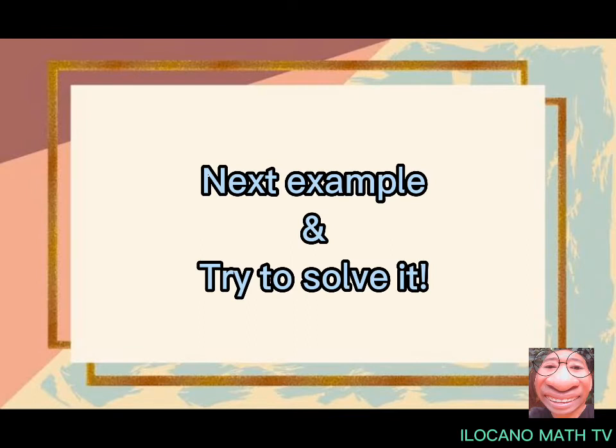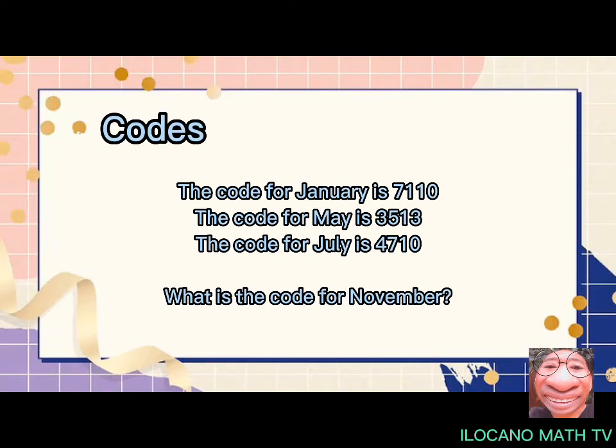Now, let's talk about codes. The code for January is 7110. The code for May is 3513. The code for July is 4710. The question is, what is the code for the month of November? Bibigyan ko kayo ng oras para makapag-isip kung ano ang code for the month of November.